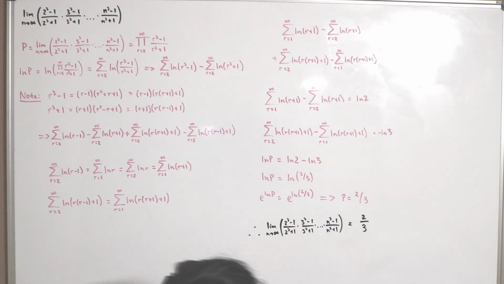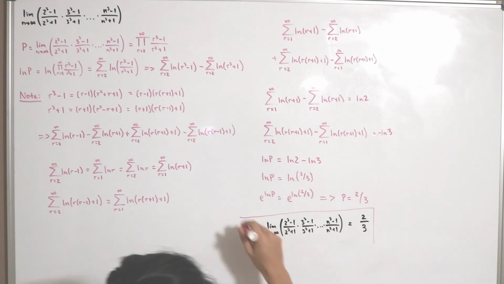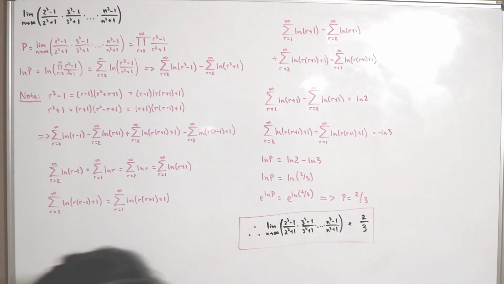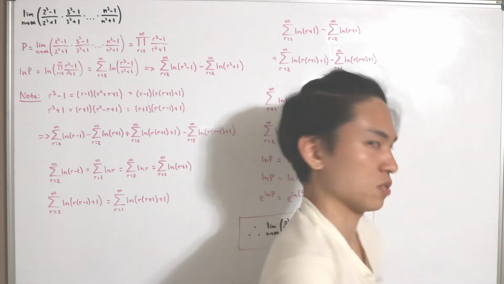And I'll just circle this in pink again, or I'll box it. Actually, I think a box looks nice, like so. All right, and we're done. That's a pretty awesome series.